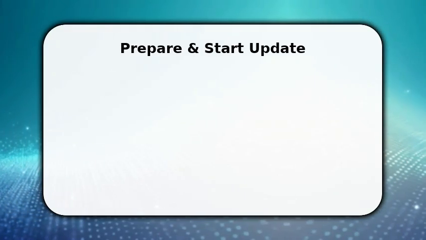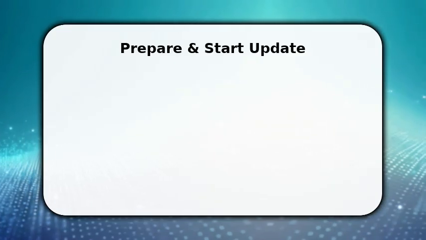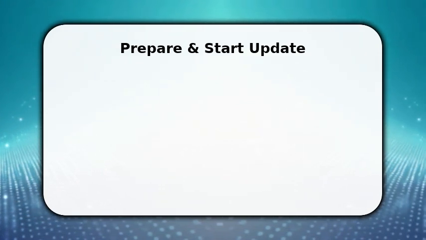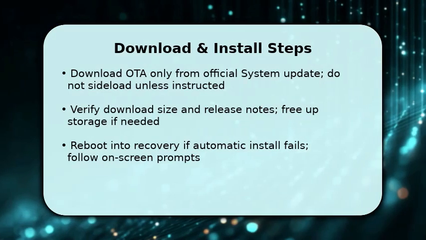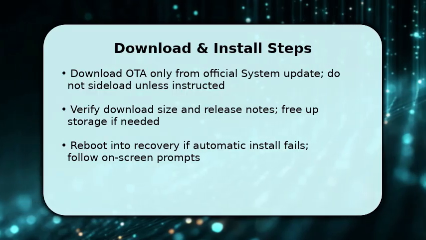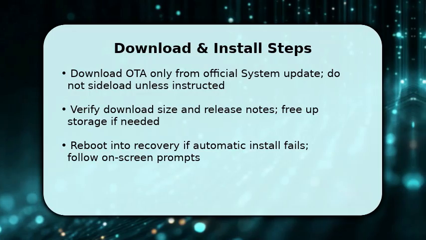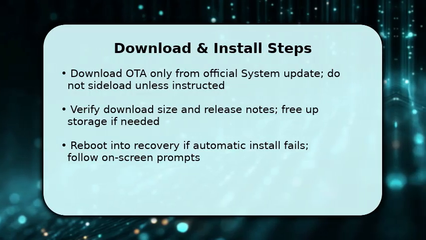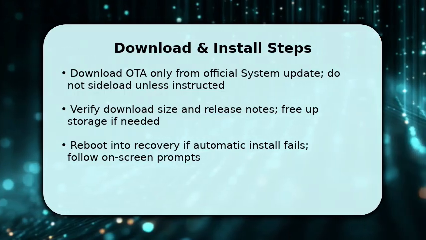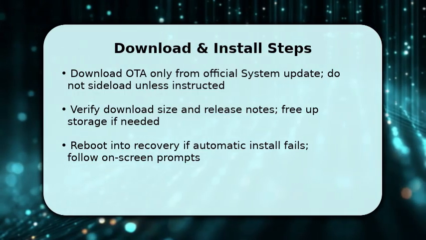Then navigate to System Update and tap Check for Update to start the first actionable step of downloading the official package. You should monitor the download and review release notes to understand fixes and potential breaking changes. While downloading, clear storage or move large files so the installer has room. Insufficient space causes failures. Once download completes, tap Install Now or Schedule Install at Night.